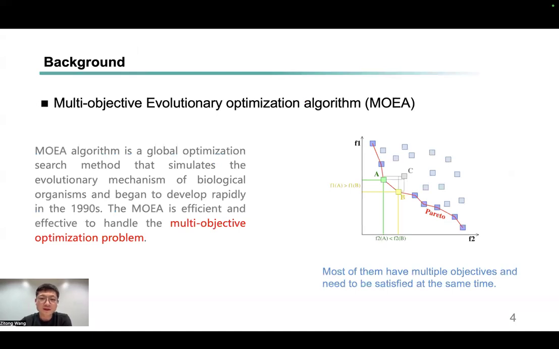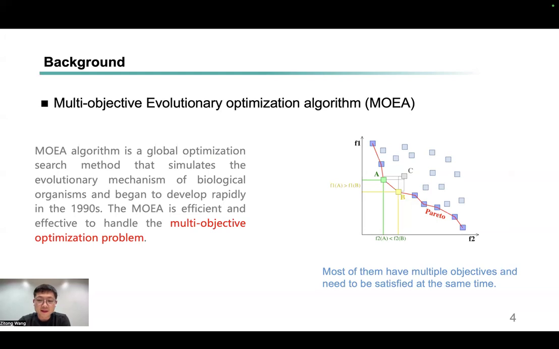Multi-objective evolutionary optimization algorithm, MOEA. The MOEA is a global optimization search method that simulates the evolutionary mechanism of biological organisms and began to develop rapidly in the 1990s. The MOEA is efficient and effective at handling multi-objective optimization problems. In this figure, we can see most problems have multiple objectives that need to be satisfied at the same time.